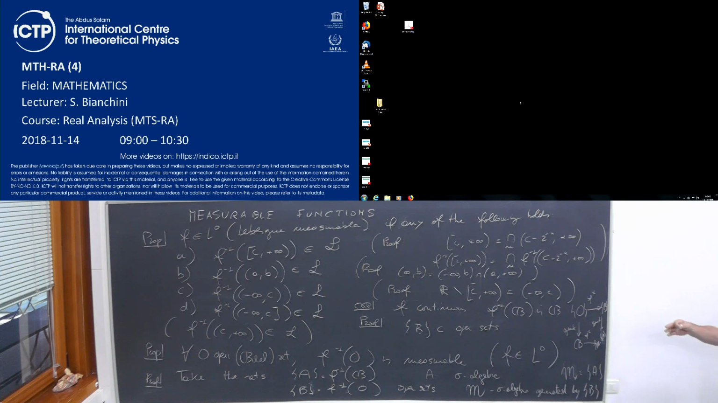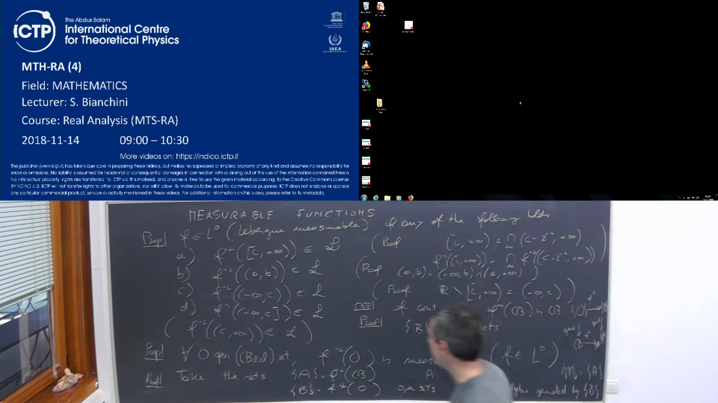Let's apply it for f continuous. Counter image of open is open, so sigma generated by open is Borel. Counter image of open is a subset of open. Sigma algebra generated by open is Borel. So the counter image of Borel is a sub-sigma algebra of the Borel sets. I'm not saying that it is equal, it's just a sub-sigma algebra. Okay, so how to see this fact?